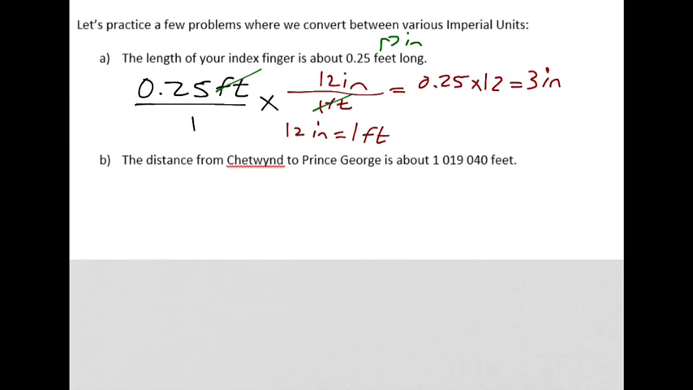The distance from Chetwynd to Prince George, and this is accurate because I did the conversions, is 1,019,040 feet. Seems odd to measure a distance like that in feet. What would be more appropriate? Miles. We're talking imperial, so we have to use miles, right?